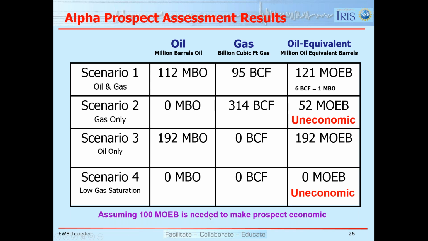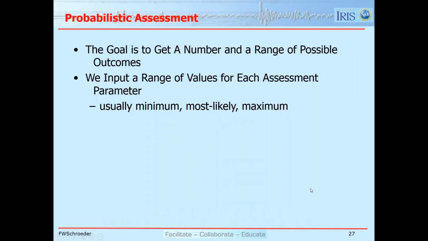Now, we may decide that in this area, we have to have at least 100 million barrel oil equivalent in order for the economics to work out, i.e. for us to make some money. So this is greater than 100, so this is an economic possibility. This is below 100, so if it's gas only, we wouldn't be interested in drilling it, or if we drill it and find we only have gas, we're going to have to abandon the area. If it's oil only, we're exceeding 100 million barrels, so that's okay. And if it's low gas saturation, we've drilled essentially a dry hole.